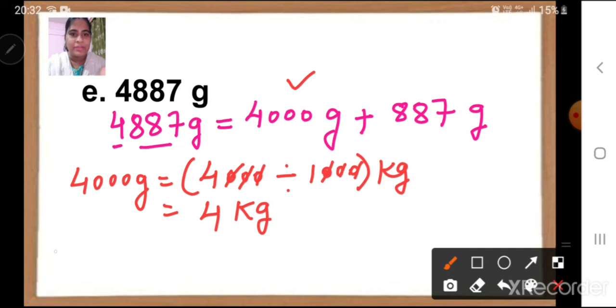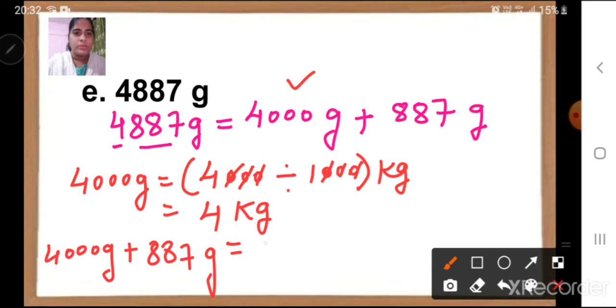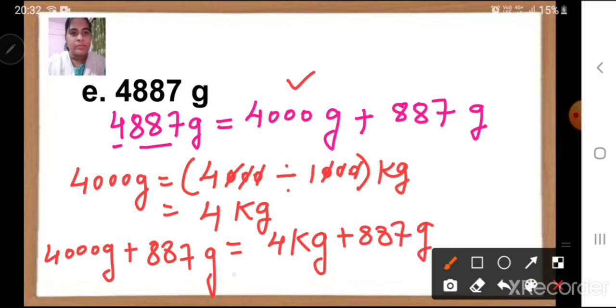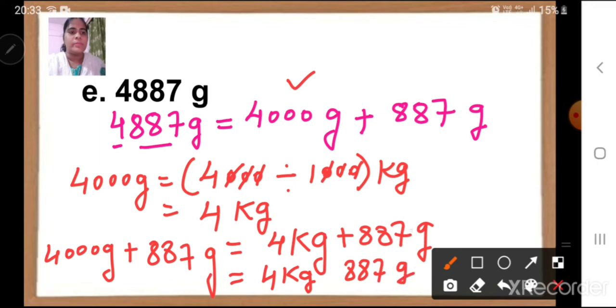Let us write the expanded form. 4000 gram plus 887 gram is equal to 4 kg plus 887 grams, right? We cannot add both of them because one is in kg and one is in gram. So we will remove the addition sign and we will get our final answer. Right? So children, our answer is 4 kg 887 grams.